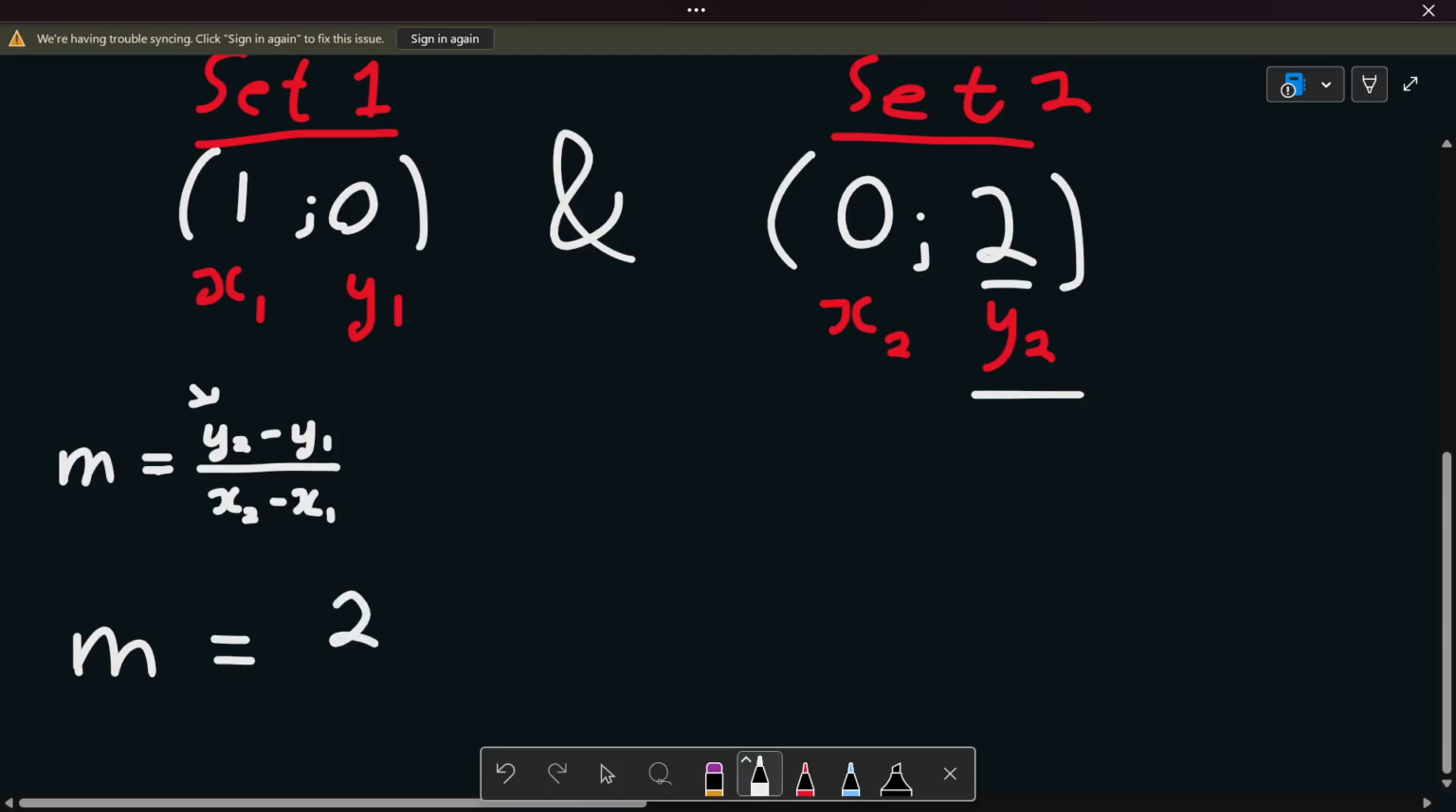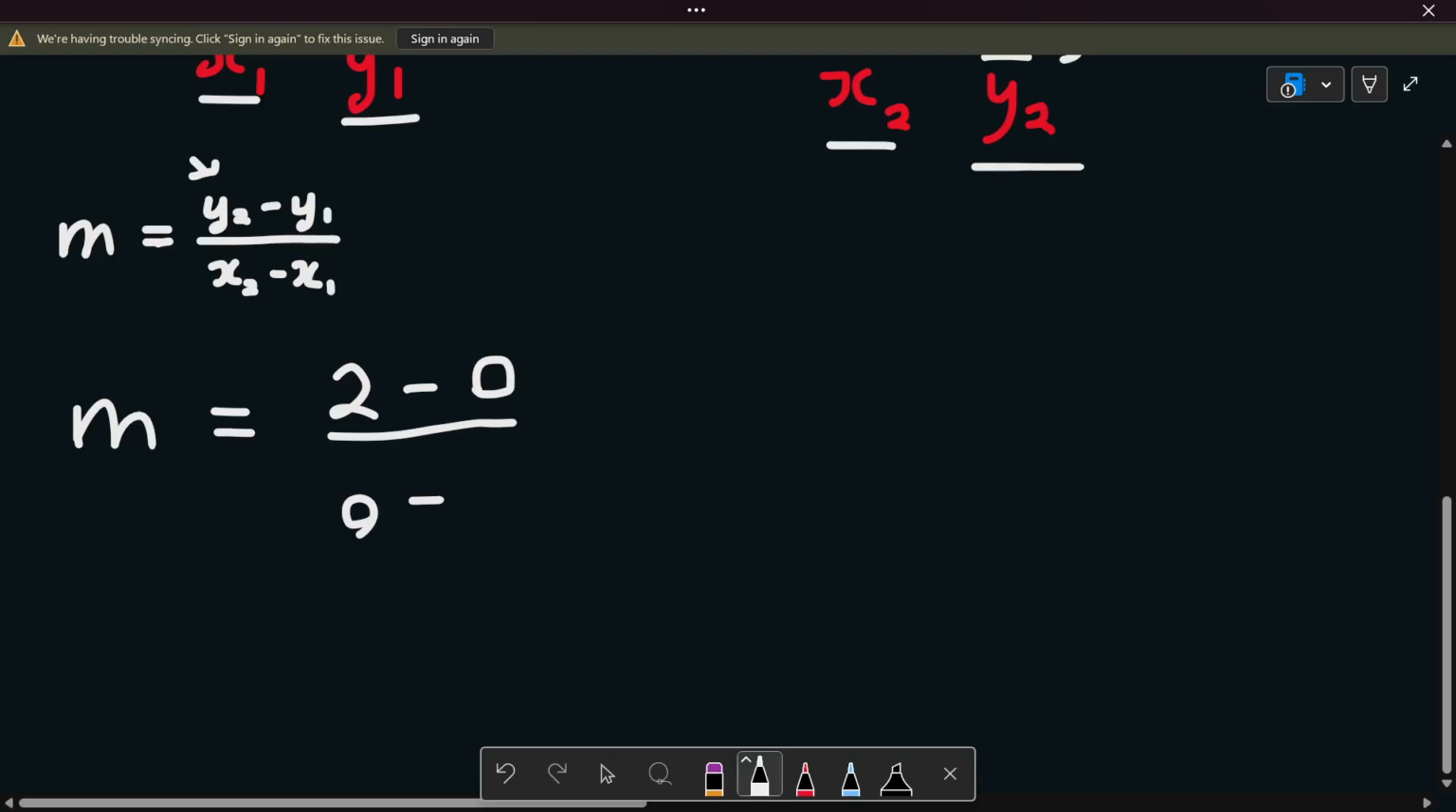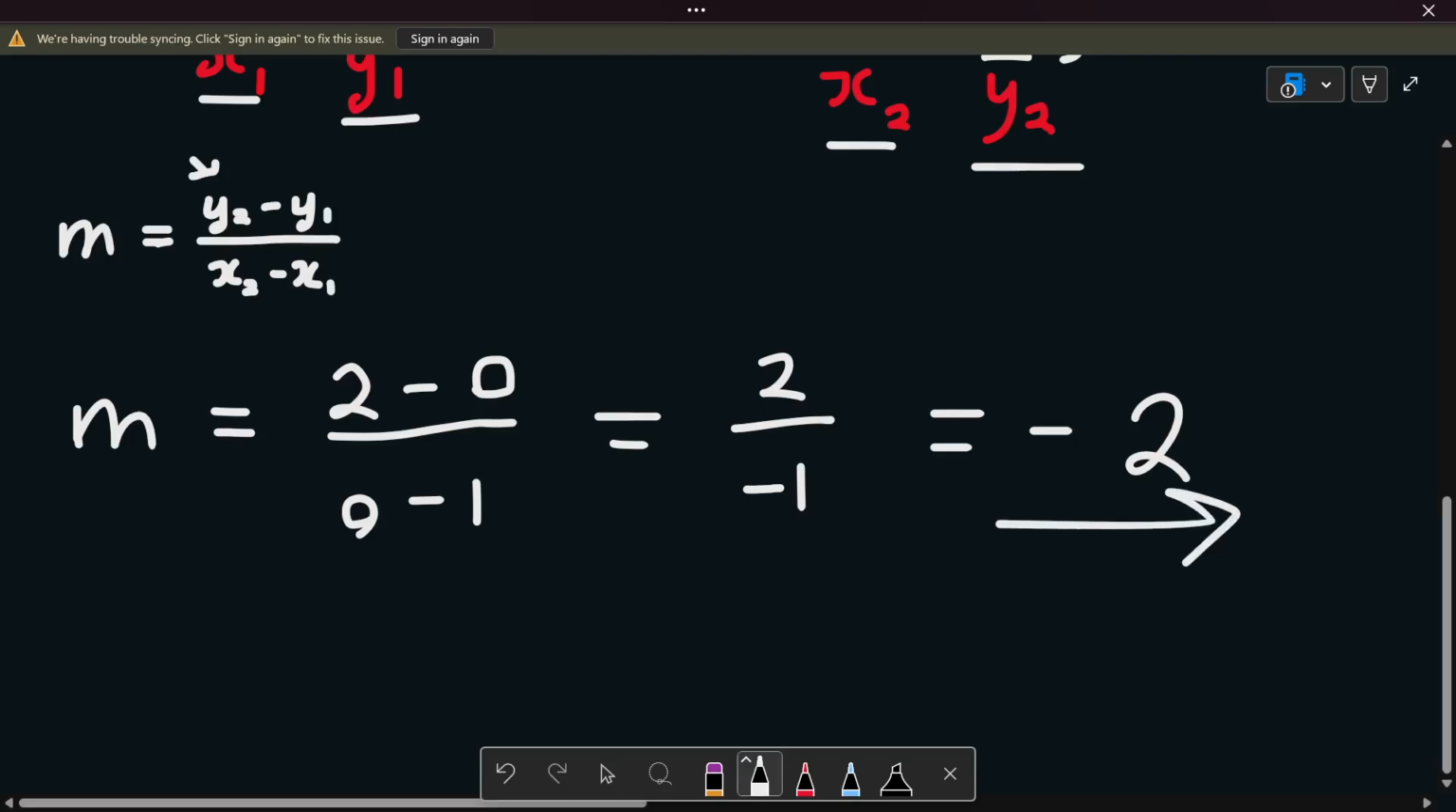So we can just plug in 2. Minus, and then where is y1? y1 is right over here, which is equal to 0, so we can just plug in 0. All over, and then we have x2 minus x1. We see x2 is just equal to 0, and x1 is just equal to 1. So it's 0 minus 1 in that case. 2 minus 0 is just equal to 2, and 0 minus 1 is just equal to negative 1. So therefore, this gradient will just be equal to negative 2 in this case. And that is how we determine the gradient with the gradient formula.